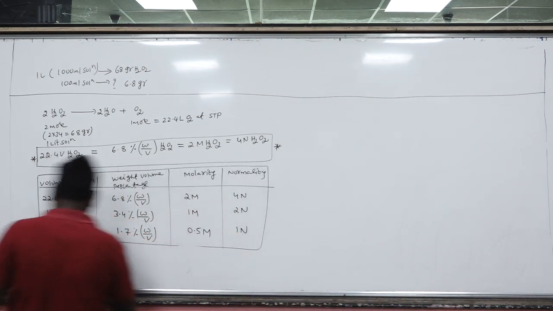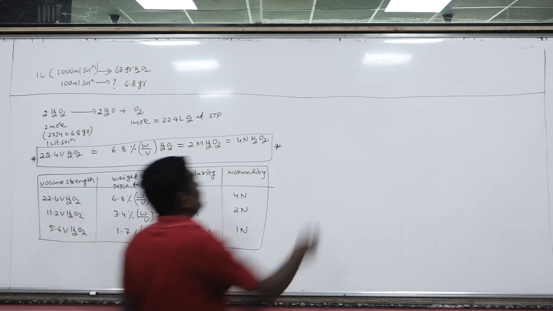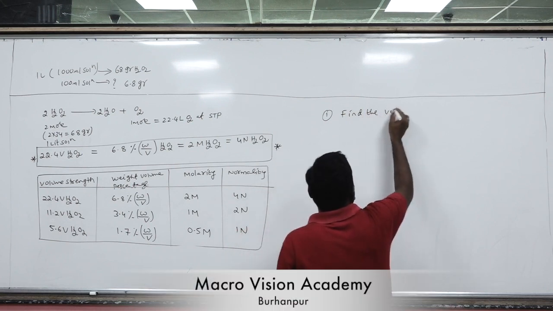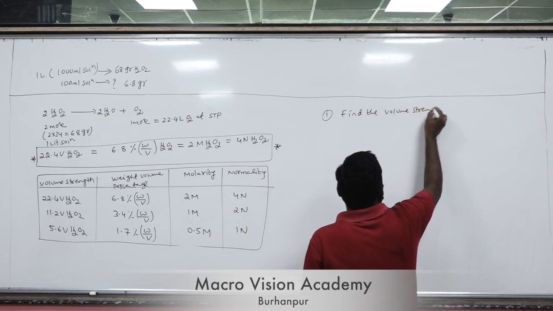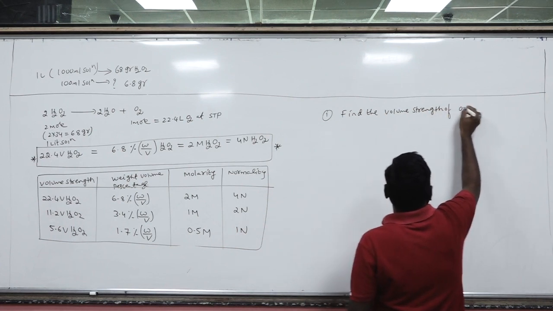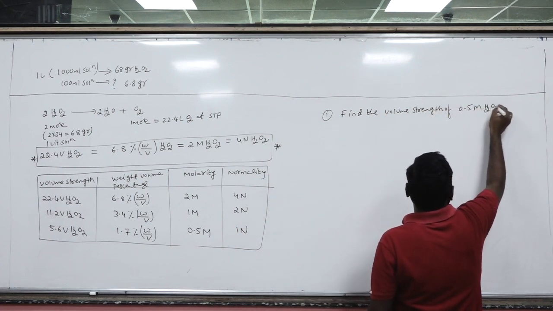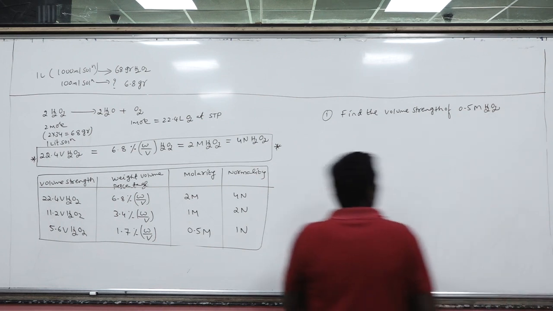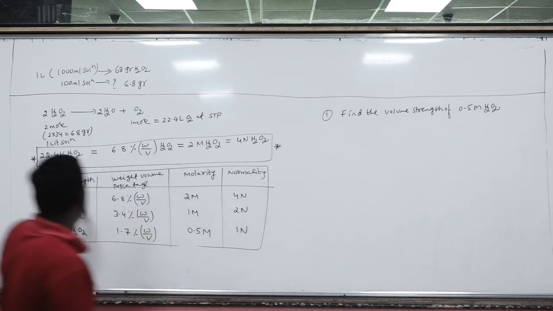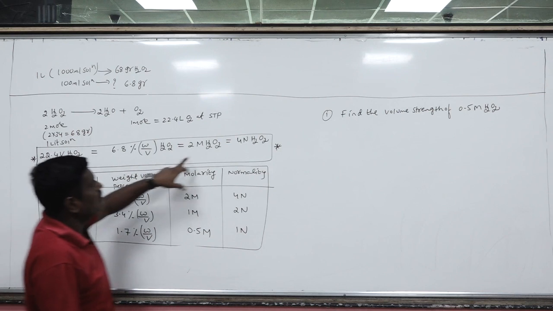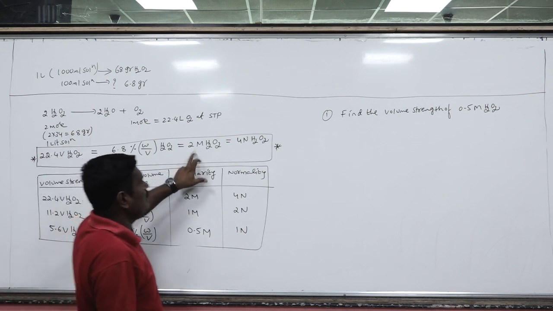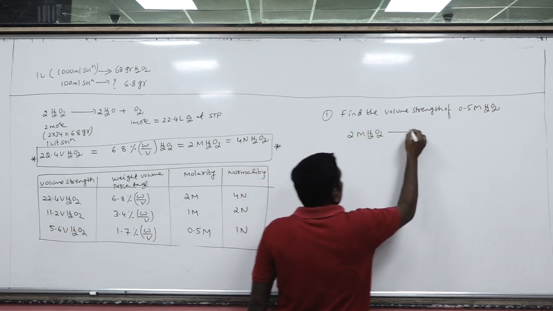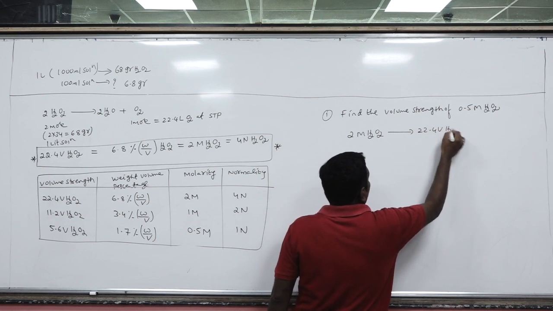Now, let's suppose: find the volume strength of 0.5 molar H2O2. I know the volume strength of H2O2 regarding 2 molar H2O2 is 22.4. Yes or no? That means 2 molar H2O2 corresponds to 22.4 volume of H2O2.